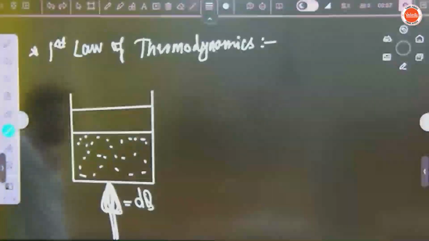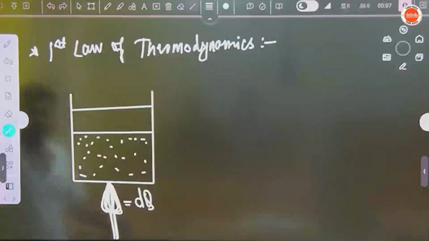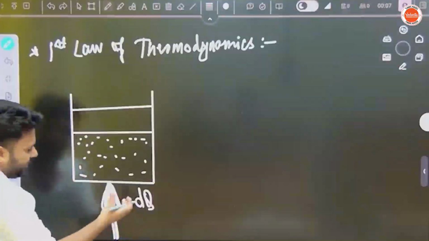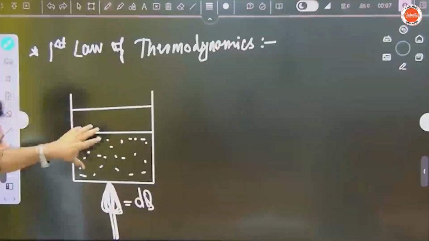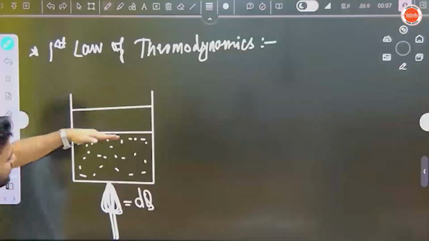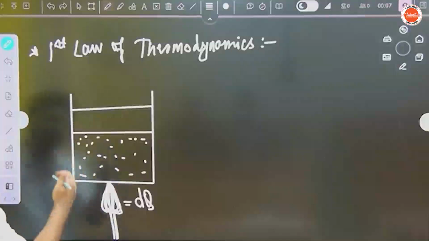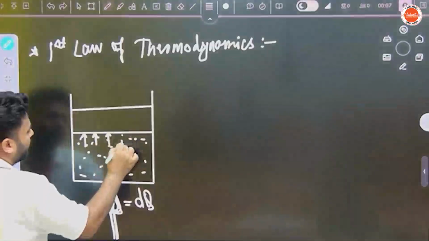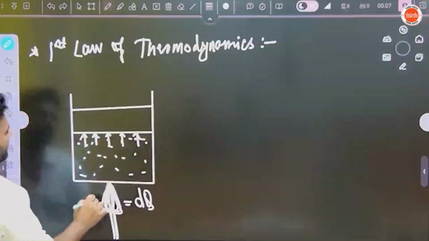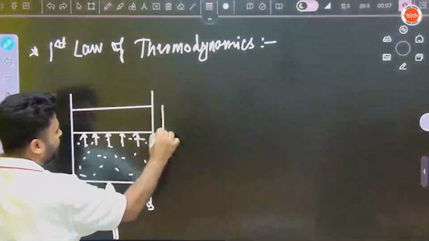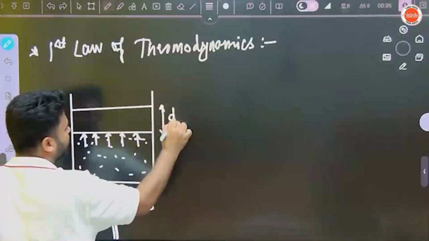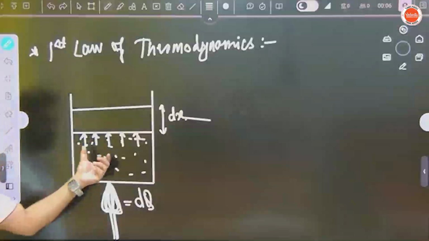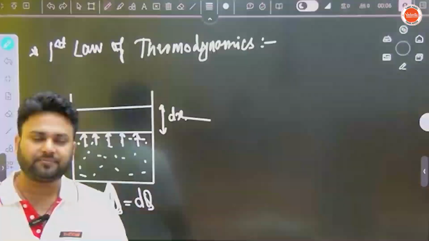Correct? So what we can see, these gas molecules, whenever they acquire some heat, they become energetic and they push this lid from here to here. Means they are applying some force, and there is displacement of this cover, lid, suppose dx. Means they are doing some work. These gas molecules are doing some work.